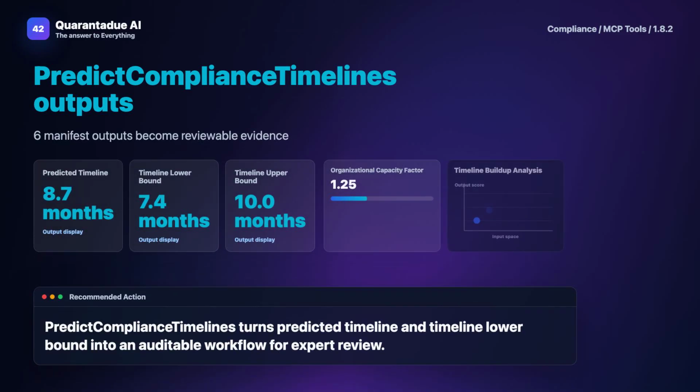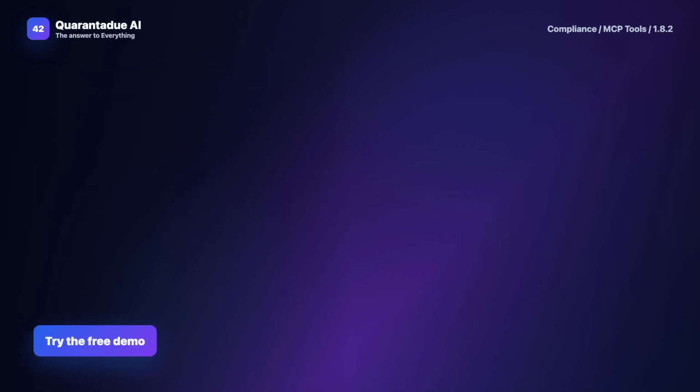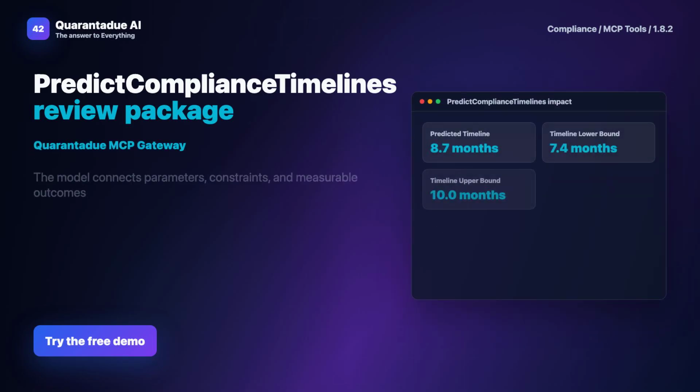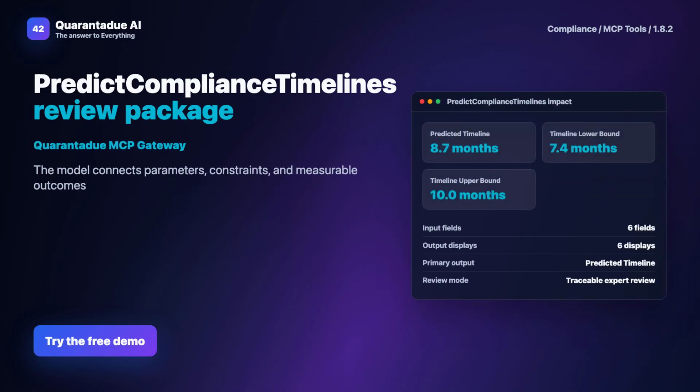Predict compliance timelines returns structured outputs such as predicted timeline, timeline lower bound, timeline upper bound, implementation risk level, and timeline build-up analysis. These outputs are designed to support review, reporting, comparison, and follow-up actions. The value of predict compliance timelines is not just automation. It is a controlled way to turn repeated compliance work into a documented business process with clear inputs, transparent logic, and reusable outputs.